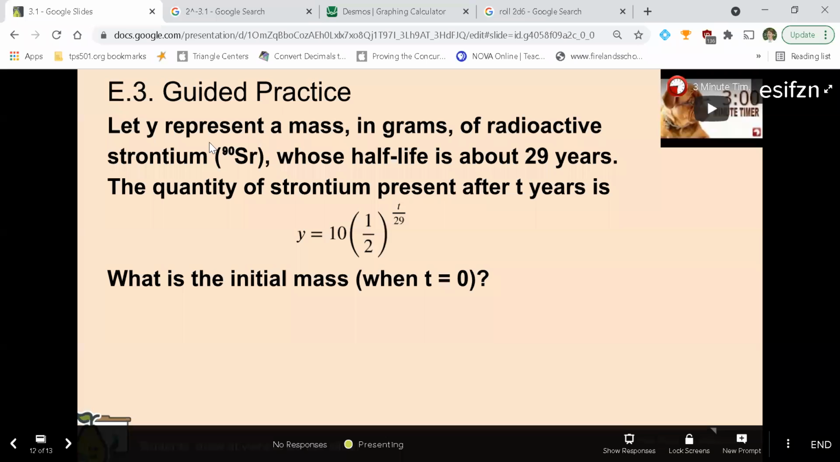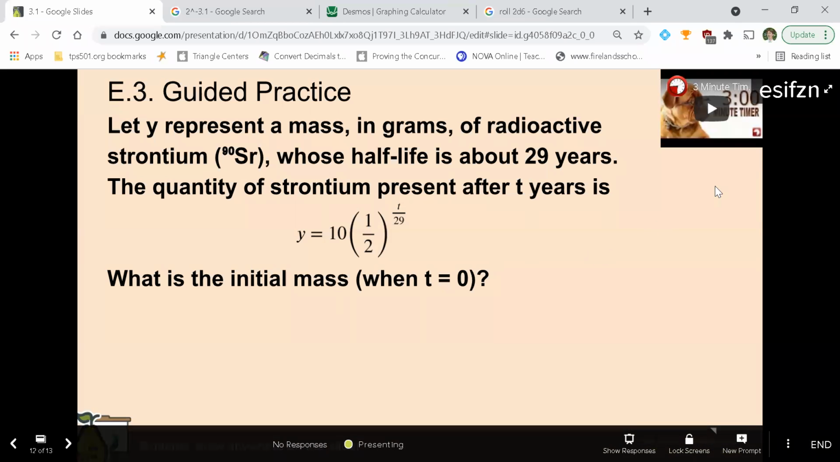All right, so let's say you have a mass of radioactive strontium whose half-life is 29 years, and the quantity present is given to you in this formula, and you want to know how much strontium do you actually have?